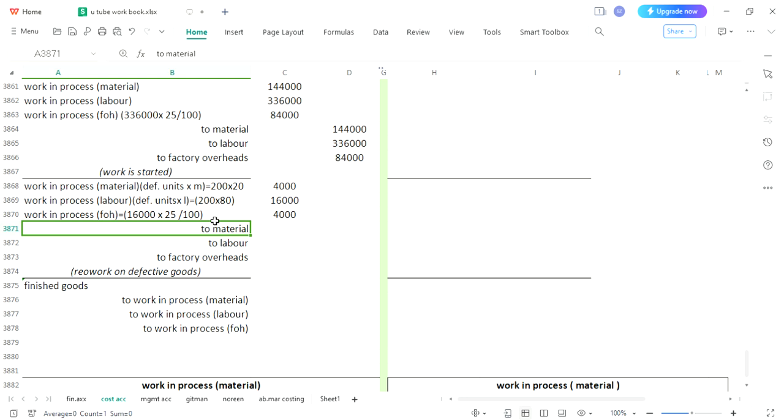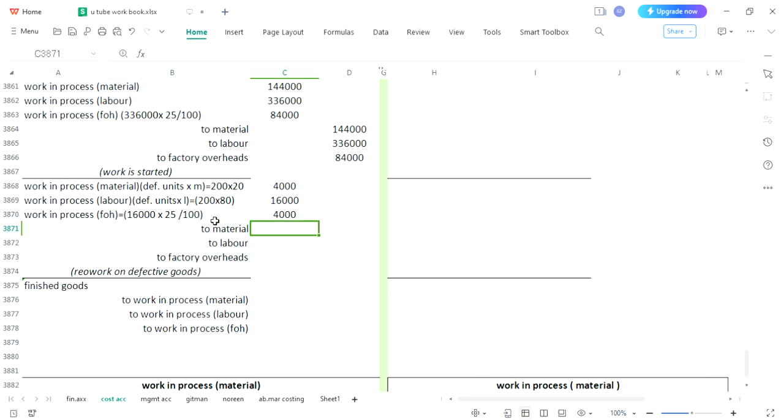You will be writing the same amounts on the credit side by applying a simple accounting principle. Debit and credit would always be equal. So 4,000 would be for material, 16,000 for labor, and 4,000 for FOH.